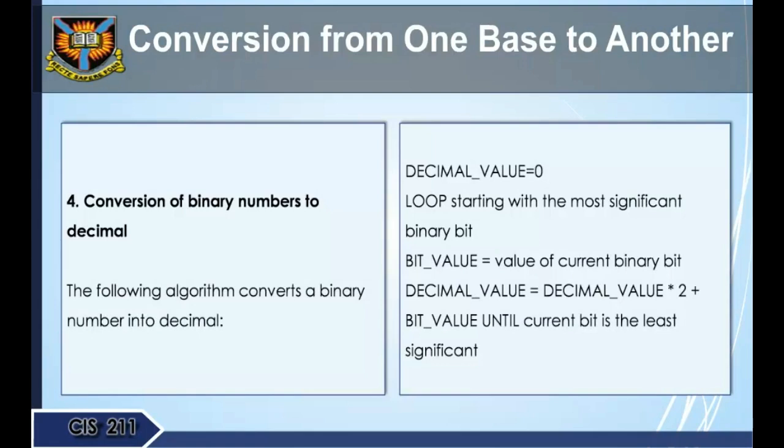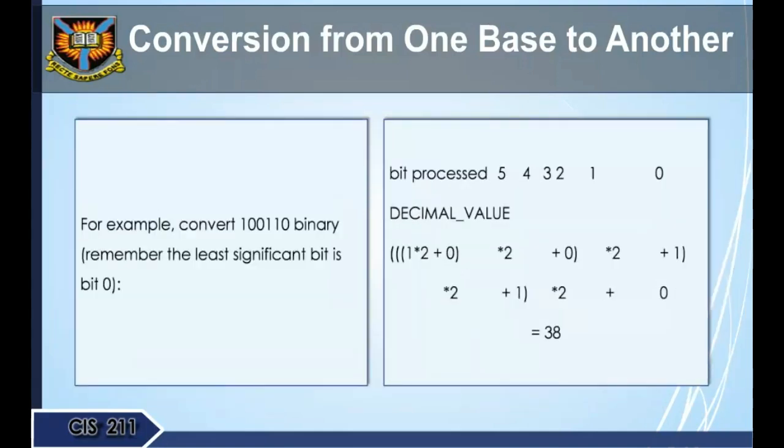The following algorithm converts a binary number to decimal. Decimal_value is equal to 0. Loop starting with the most significant binary bit. Bit_value is equal to the value of the current binary bit. Decimal_value is equal to decimal_value * 2 plus bit_value, until the current bit is the least significant. For example, convert 100110 binary.